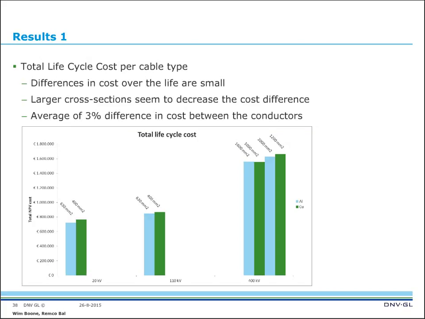So now we come to the results of the chosen cables. As you see in the graph, the difference is not very high. You also see a decrease in the difference when the cross sections increase. And overall, you see a 3% difference in cost between the conductors over the entire lifetime, which is a very low percentage if you compare it to the initial difference between copper and aluminum cost, just per kilogram.